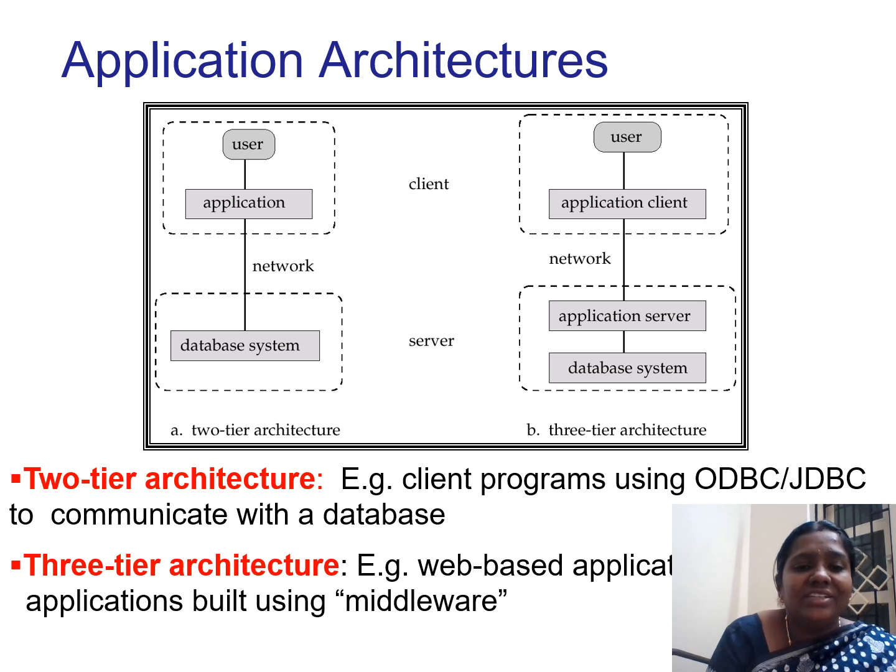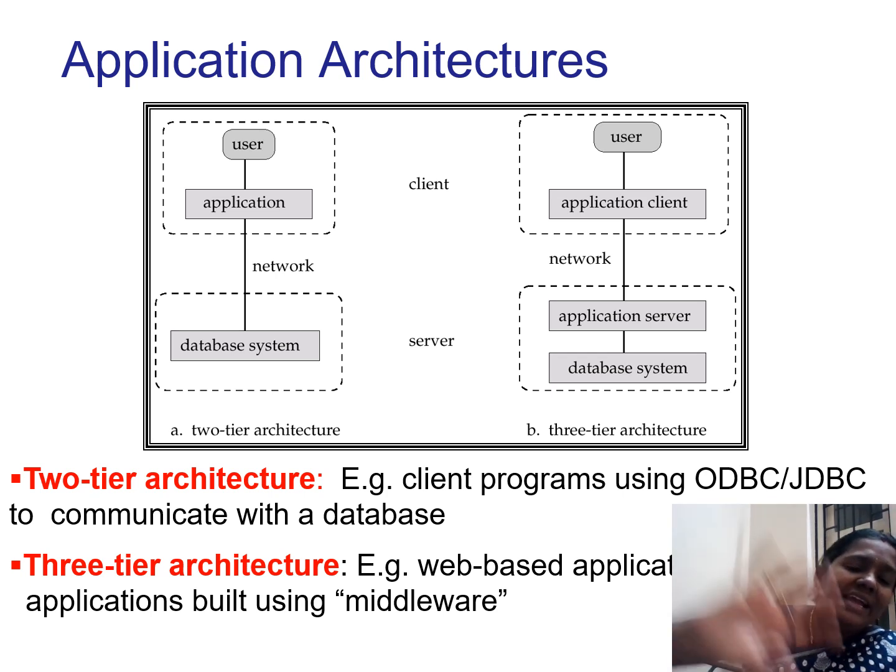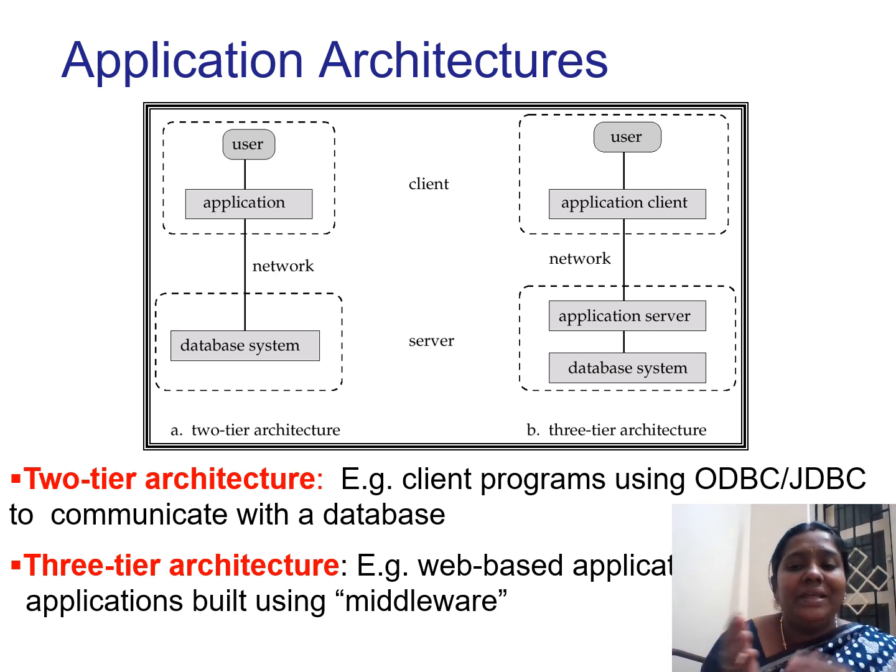So this is the application architecture. The application architecture is of two types: two-tier architecture and three-tier architecture. Two-tier architecture consists of the user application in one tier and the database program in another tier. Whereas in three-tier architecture, the application and database are in one structure, and the user and the application client are in another structure, where the application client is divided into two types: one is the application client and one is the user.